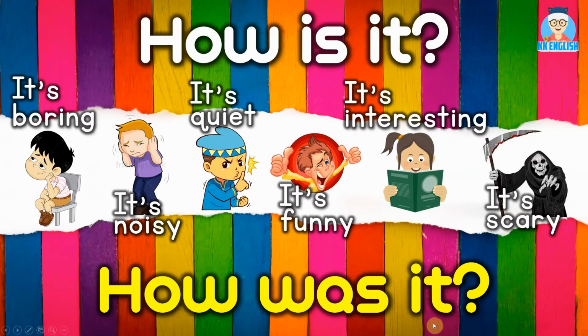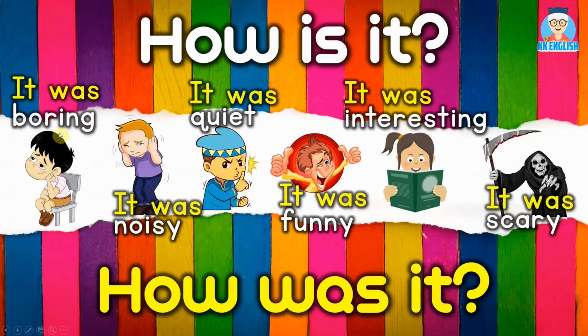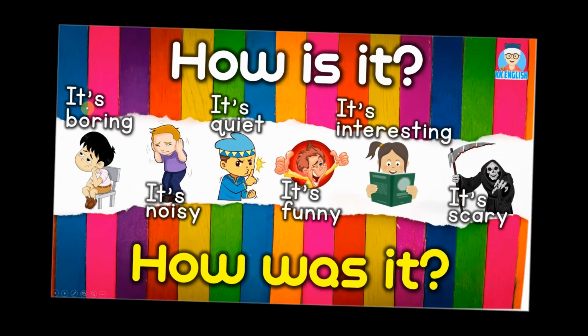How was it? Okay, so in the past, 在过去呢 we can answer like this. It was boring. It was noisy. It was quiet. It was funny. It was interesting. It was scary. So how was it? We answer, it was. How is it? We answer, it's.